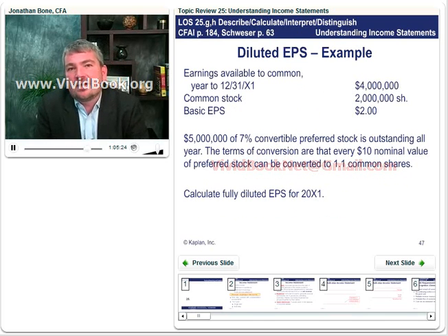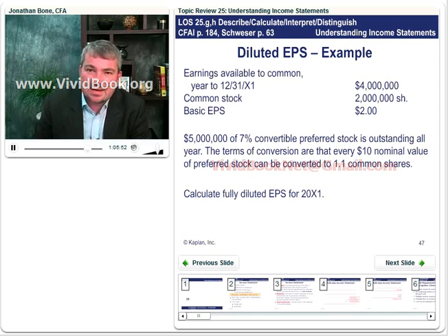Okay, so we've got earnings available to our common stockholders of 4 million. We've got 2 million common shares outstanding, and as a result, our basic EPS is 2 dollars. We're told that there's $5 million of 7% convertible preferred stock. I'll assume that that $5 million is its par value, and it's outstanding all the year. The terms of conversion are for every $10 nominal value of preferred stock, that can be converted into 1.1 common shares. So we need to calculate our diluted earnings per share.